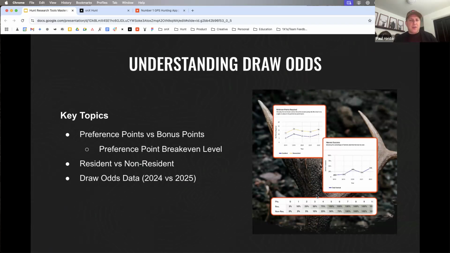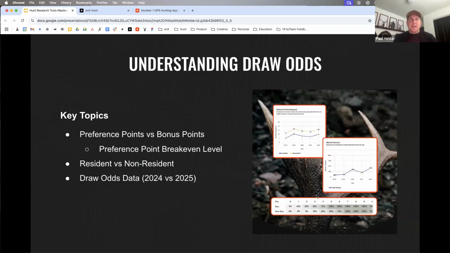Predictive draw odds are really hard to do, and there's challenges in being able to say what the odds are going to be. A lot of states like Colorado don't post quotas for their tags until after the draw has happened on most species.